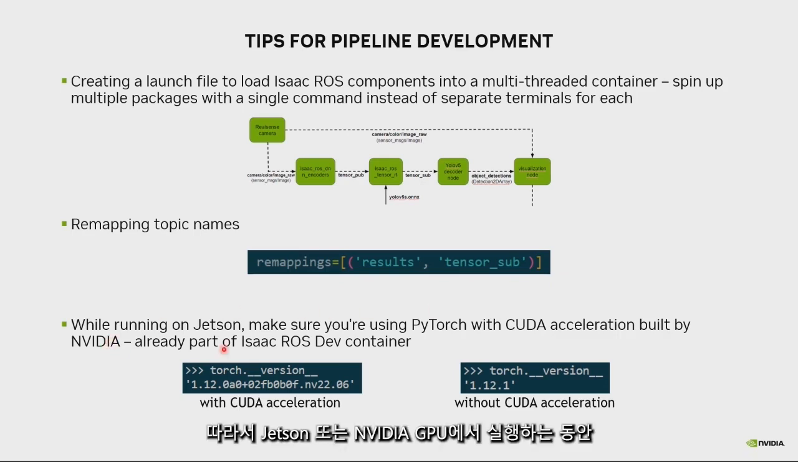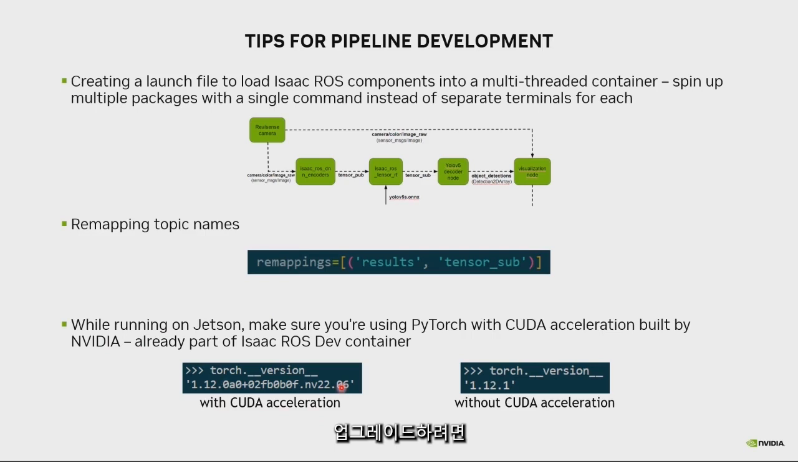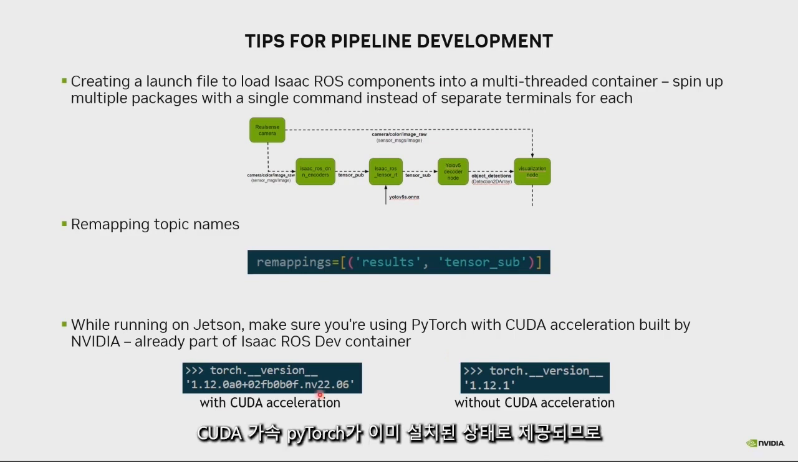Third, while running on Jetson or NVIDIA GPUs, check that you're using the PyTorch built by NVIDIA with CUDA acceleration. If you want to upgrade, still make sure that it's the NVIDIA provided version. If you're using the Isaac-ROS dev container, you don't really have to worry about this since it comes with the CUDA accelerated PyTorch already installed.